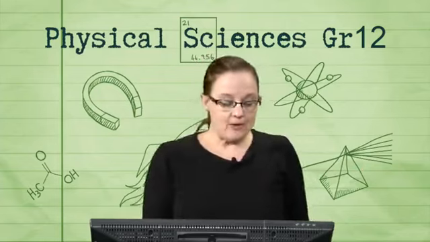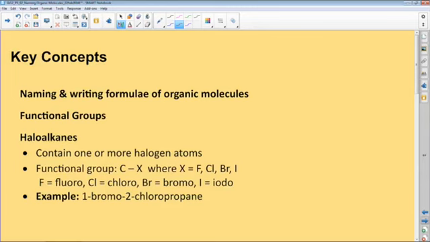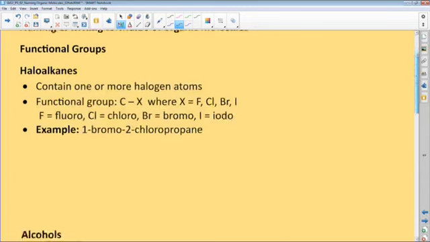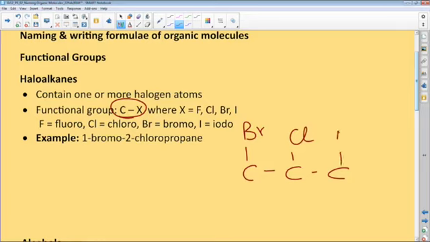Then we get to the next functional group, which is your haloalkanes. A haloalkane means that it has a halogen in it. And the functional group is carbon bonded to an X. Now the X represents any of the halogens: fluorine, chlorine, bromine, iodine. We'll talk about the naming in a second. So here my example is 1-bromo-2-chloropropane, which looks like that. And basically in place of a hydrogen, I have placed a halogen. Okay, so that's my haloalkanes.